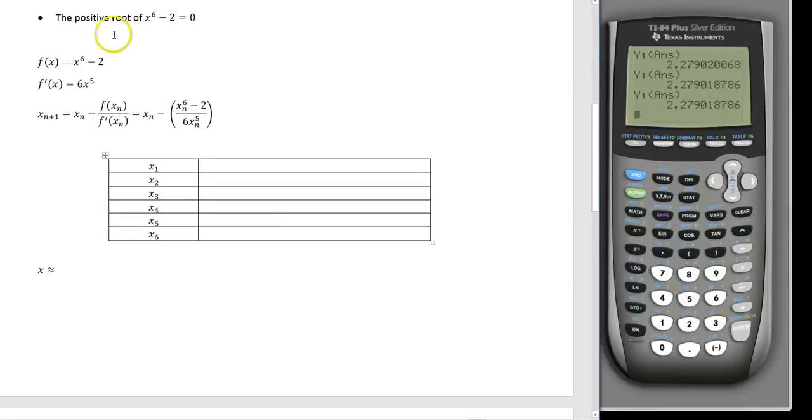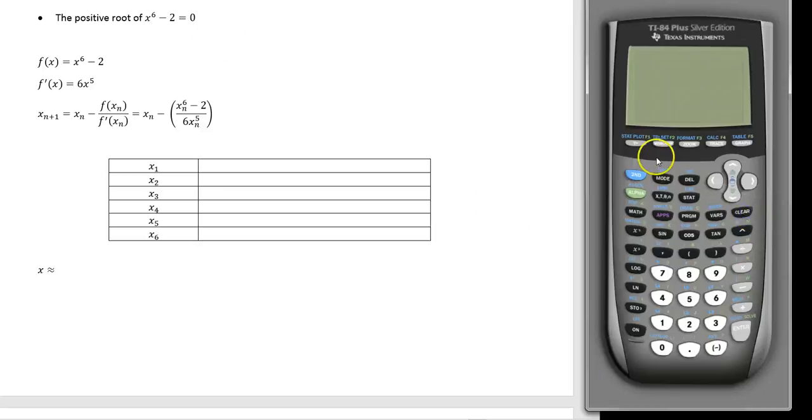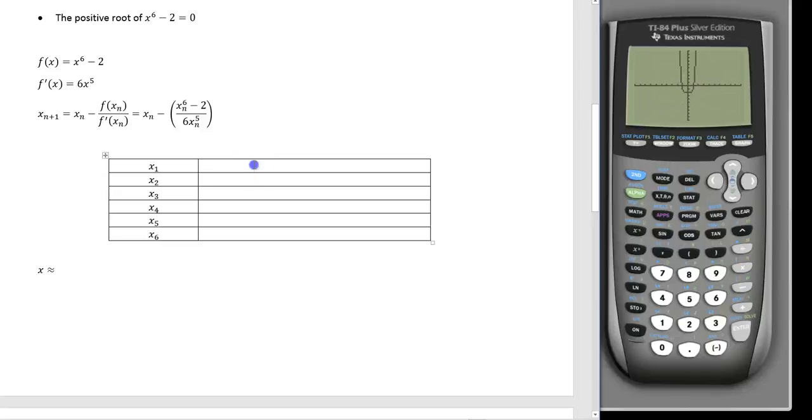So the next example is to find the positive root of the equation x to the 6 minus 2 equals 0. So we're going to go ahead and repeat this entire process. The first thing I'm going to do is clear out the function, and I'm going to graph x to the 6 minus 2. So enter graph. Okay, it looks like that positive root is awfully close to 1, so we will go ahead and use 1 as our first guess.